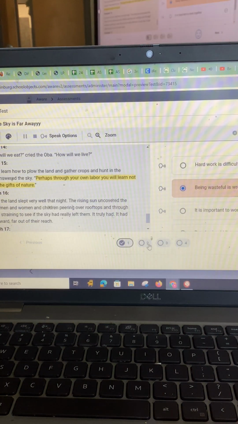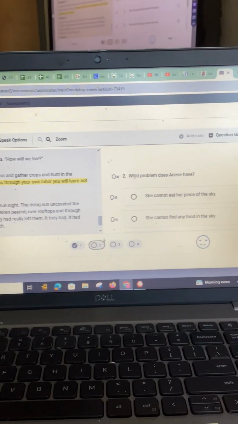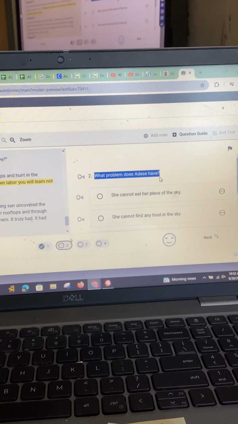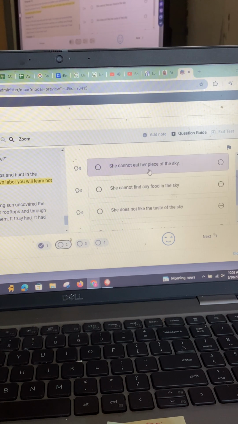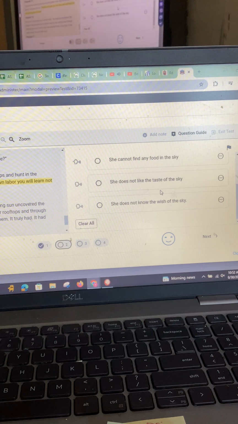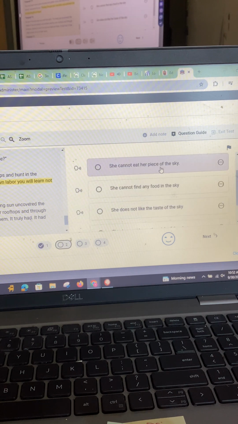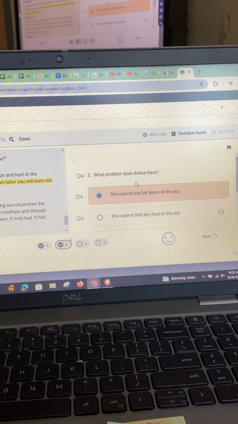Let's look at question 2. Question 2 says, what problem does Adiz have? Okay, so now I have to look for the problem. And again, I emphasize to the students, you can't just answer it. So what's the problem? Well, the problem is that she cannot eat her piece of the sky. She got too much and she's full now. She wants to throw it. I know that's the problem.